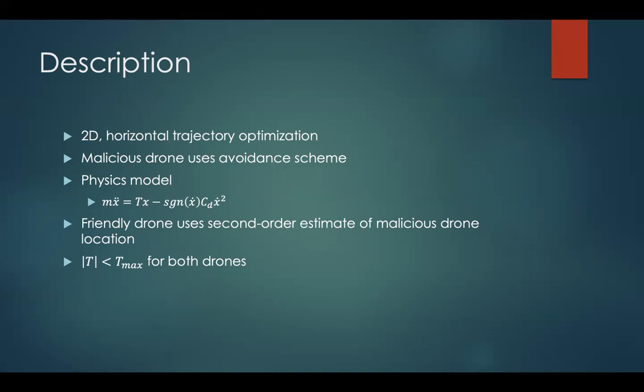When the friendly drone estimates the malicious drone's future location, it uses an estimate that relies on the malicious drone's position, velocity, and estimated acceleration. And then for the optimization, the constraint we set was that the thrust magnitude had to be less than a given maximum for both drones, but we were only optimizing the friendly drone, so that's where that applied.